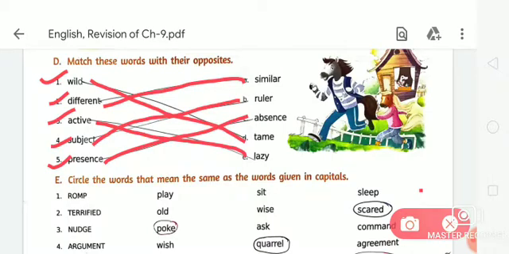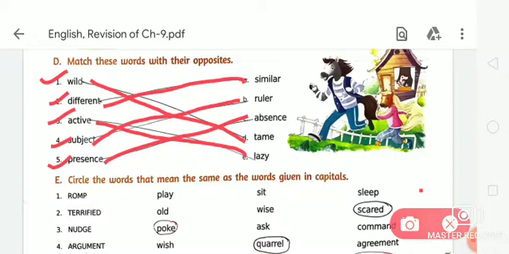Just like this you have to complete this given matching exercise. Okay, and we also got the opposite of these given words. First word is wild, the opposite of wild is tame. Second is different, the opposite of different is similar. Third is active, the opposite of active is lazy.